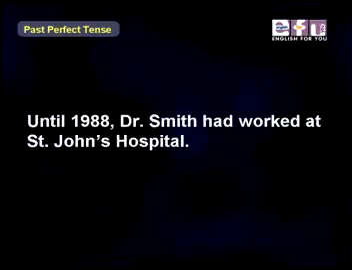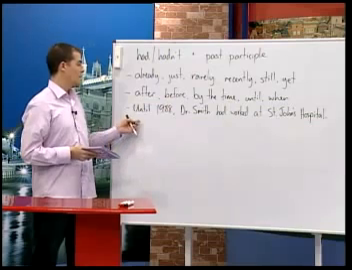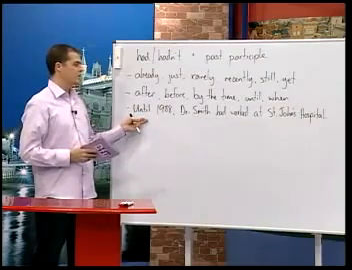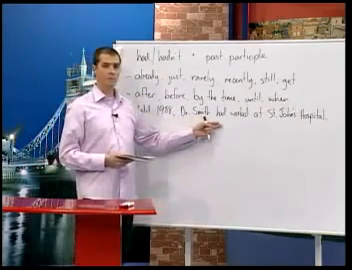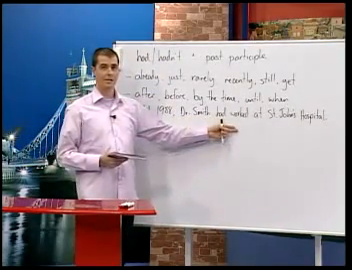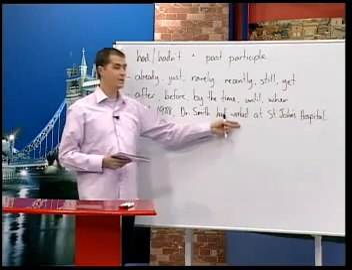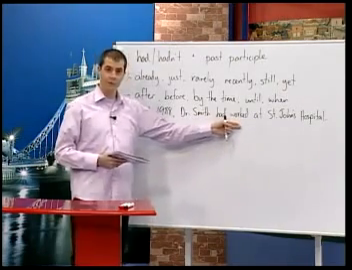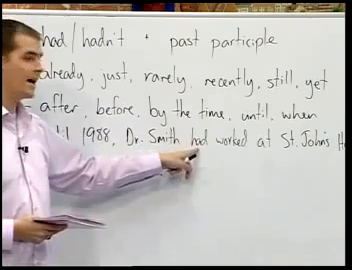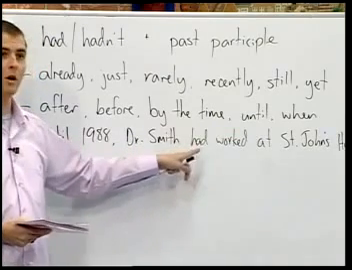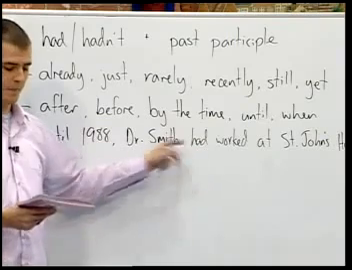Okay. Until 1988, Dr. Smith had worked at St. John's Hospital. Now, Dr. Smith's work was the first activity in the past, and it was completed before another time, 1988. So we use the past perfect to show us that this was the earlier event, the earlier action.